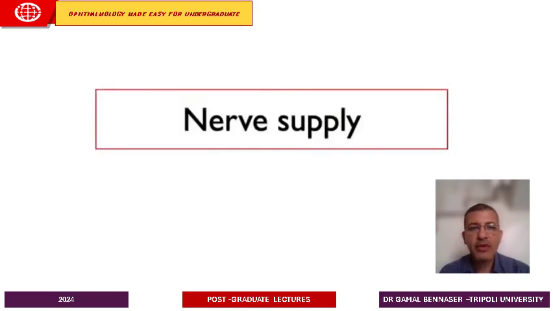And damage of the nerve supply to the cornea not only makes the cornea insensitive to pain or sensation, but also it will retard the healing of the epithelium and end up with disastrous outcomes if not managed early. So understanding the nerve supply of the cornea is very important.